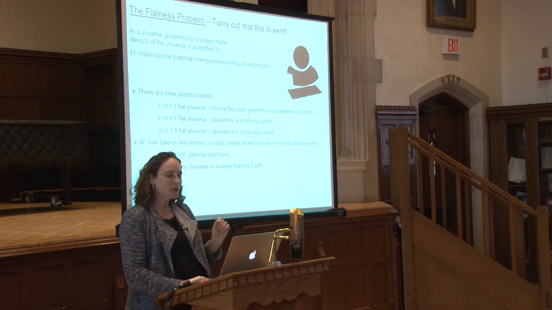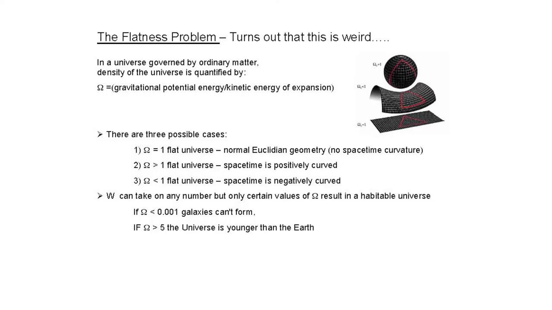The flatness is also weird, right? So it turns out that there are three possible cases for the geometry, right? You can have normal Euclidean geometry, by which I mean if I send two parallel lines out into the universe, they stay parallel forever. I can have the kind of curved geometry that exists on the surface of the Earth.